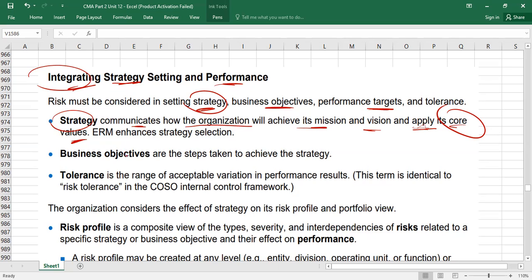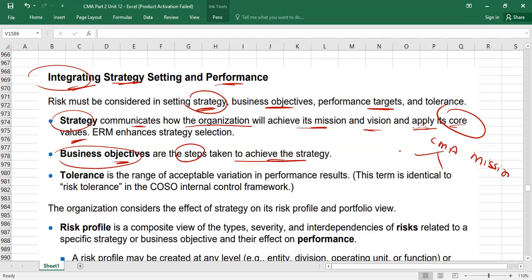So then here we have the second thing, business objectives are steps. Whenever you see the word business objective, objectives are the steps taken to achieve the strategy. Like what steps you have to take to achieve that strategy. That is called business objective. For example, let's assume your mission is to do CMA. Okay, this mission can be broken down into a series of objectives.